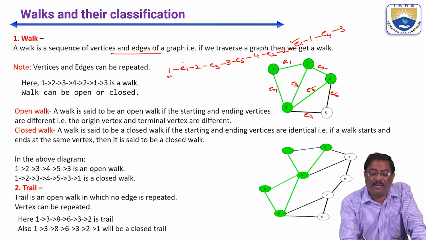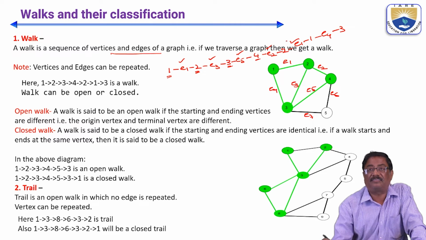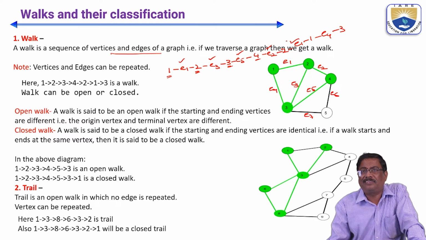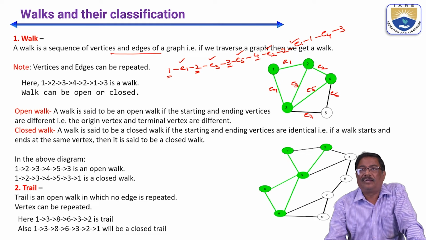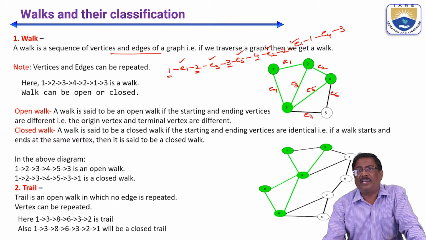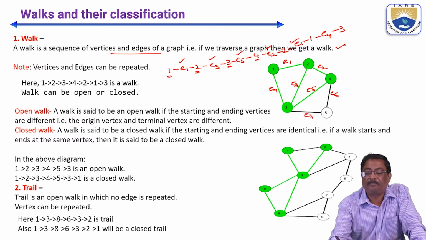One is a vertex, this is an edge, this is a vertex, this is an edge, this is a vertex, and this is an edge. Like that, it is traversed from vertex 1 to vertex 3. Whenever we have this type of sequence of edges and vertices, we call it a walk.